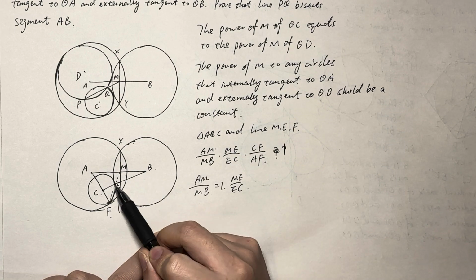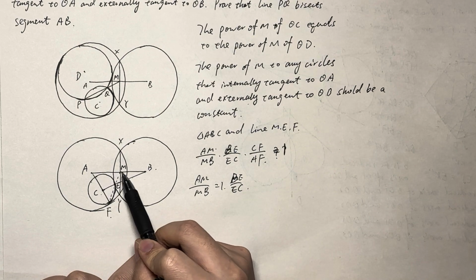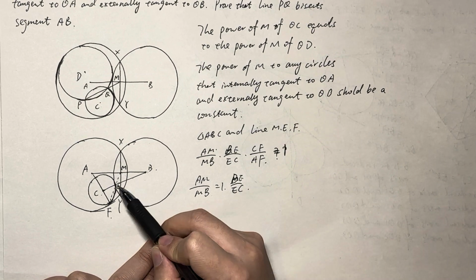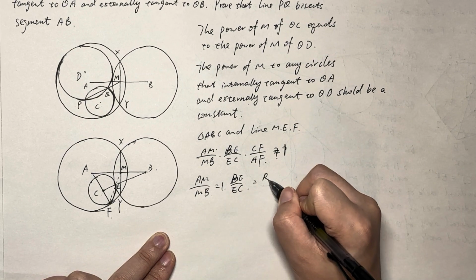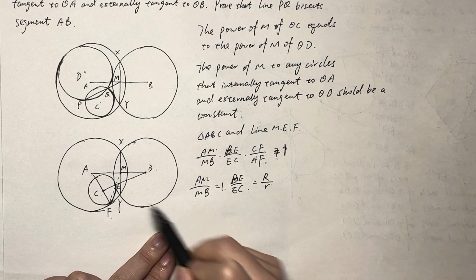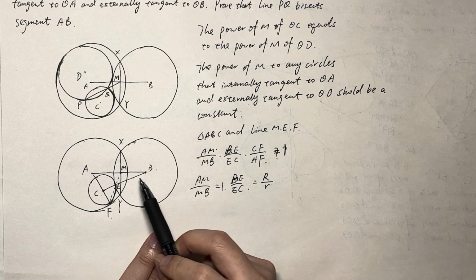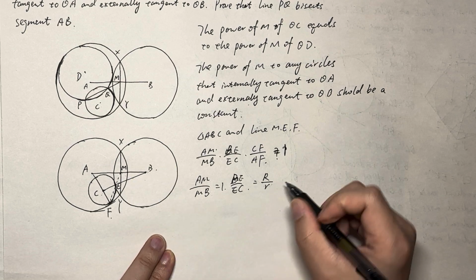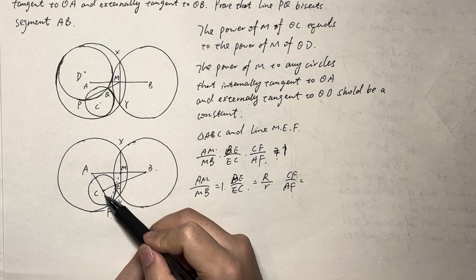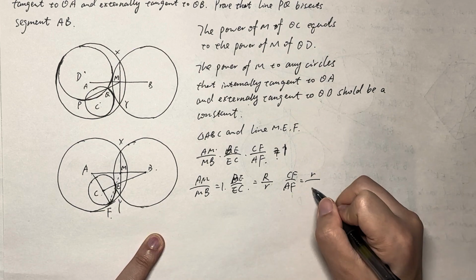AM to MB, BE to EC, CF to AF, right? BE to EC equals the radius of the large circle to the radius of the small circle, right? CE is a radius of circle C and BE is the radius of circle B. And CF to AF equals the radius of circle C to the radius of circle A, right?